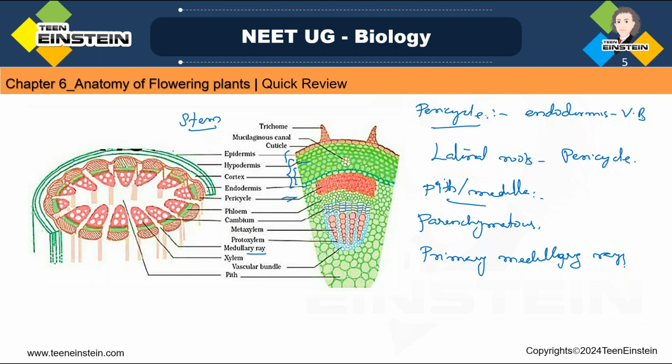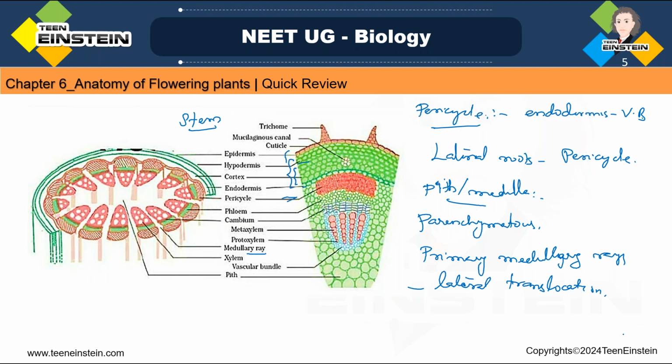Okay, so it is made up of parenchymatous cells, and in the case of the dicot stem, this pith or medulla between the vascular bundles will become radially elongated, and those are called primary medullary rays or pith rays. That helps in lateral translocation. Along with that, you should learn the function of each portion also.